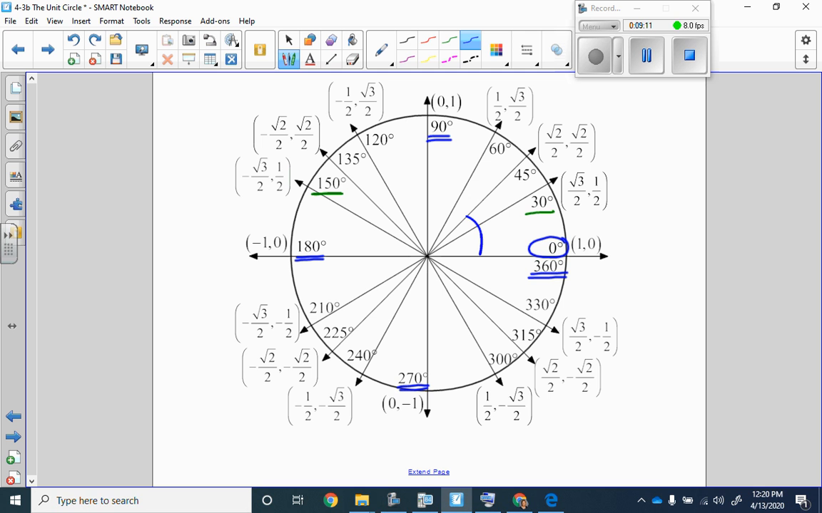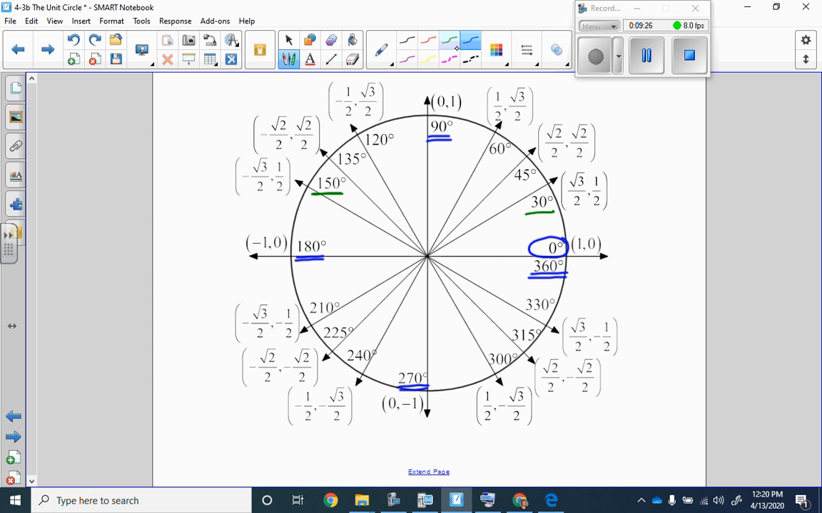Then you've got the 45 degrees, which comes next. Well, here's 45 degrees. If we take 180 minus 45, you get 135. 180 plus 45, and you get 225. And you can kind of see the pattern.